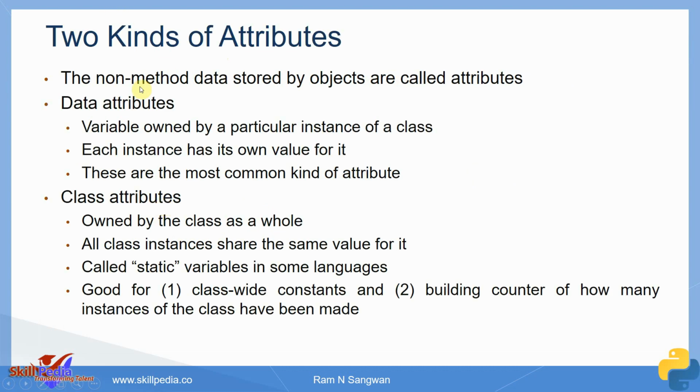Two kinds of attributes are there. The non-method data stored by objects are called attributes: data attributes and class attributes. Data attribute means a variable owned by a particular instance of a class. They will store the data. Each instance has its own value for it, that is the data part of it. Each instance will have a separate value. These are the most common kind of attributes.